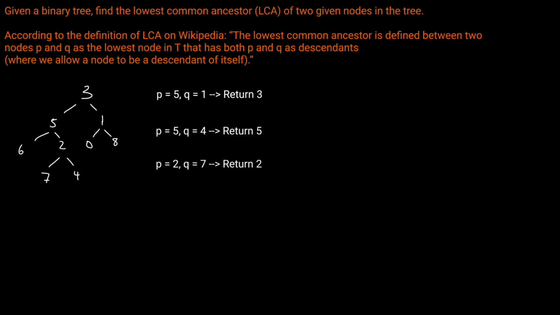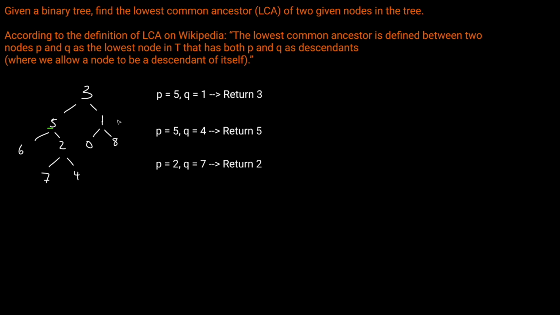So, let's look at an example. If we're given that P equals 5 and Q equals 1, so this node here and this node here, then we would want to return 3. Why is that? Because obviously this is the first node where they converge when going up the tree. So this is the lowest common ancestor in the tree.